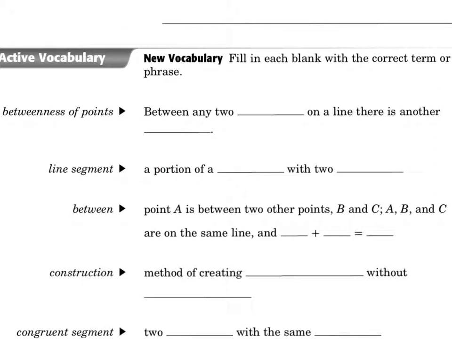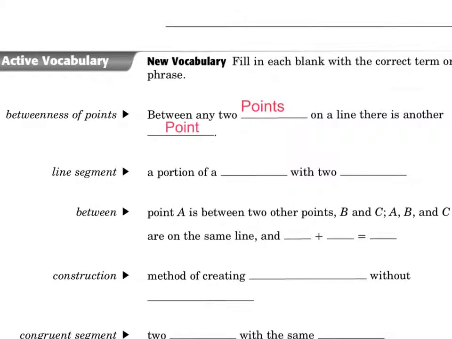First off, we need to talk about betweenness of points. Between any two points on a line, there is another point. So that means basically no matter how straight or how small the distance between the two points is, you can always put another point in between them.